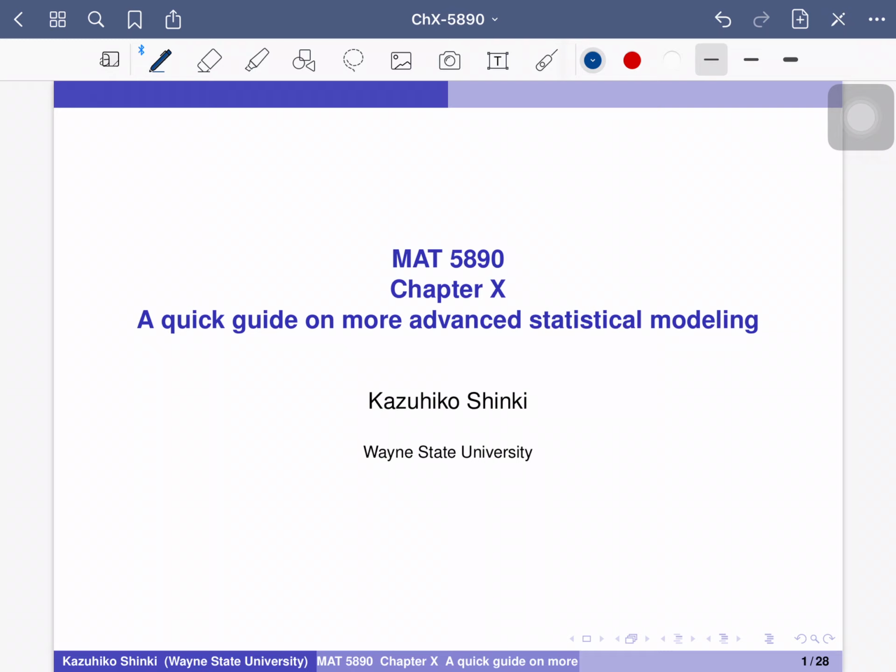Okay, so we discuss a quick review of chapters 7 to 9 today because you have to submit the final project plan soon, and I want to give you some overview of more advanced statistical modeling methods. Chapters 7 to 9 cover statistical modeling for supervised learning, so this is basically for regression and classification problems.